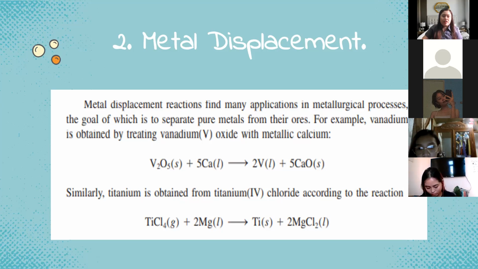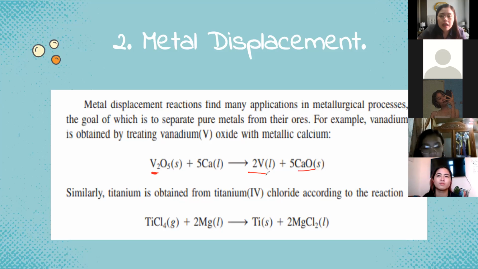So on the screen, you can see there the vanadium oxide. Vanadium is a metal. Vanadium oxide. And then if they want to get the vanadium, they will have here the calcium para sa metal displacement. Now, calcium is more reactive than vanadium. So, what will happen? Calcium will replace vanadium here. So, that is why you have calcium oxide na. And again, vanadium is being displaced.